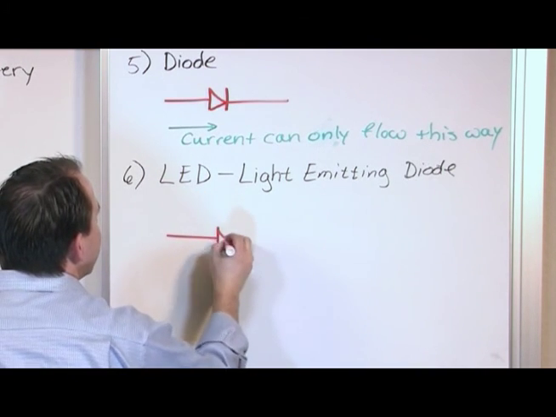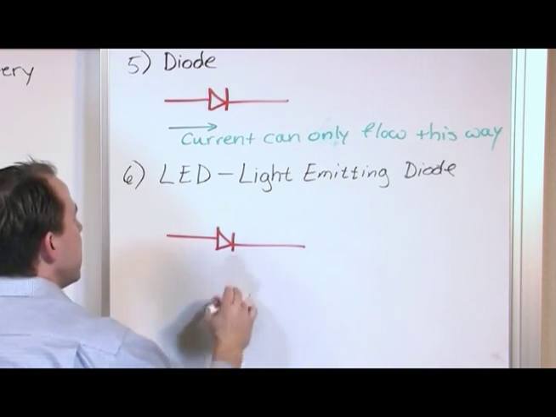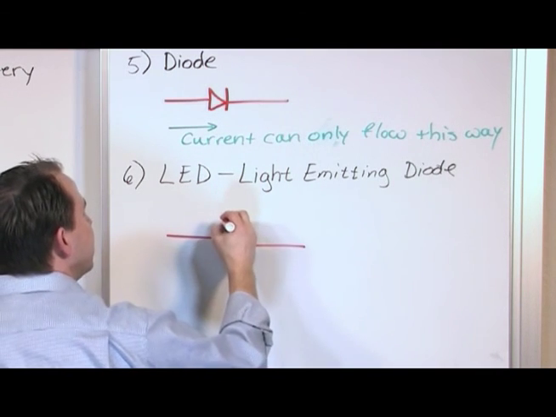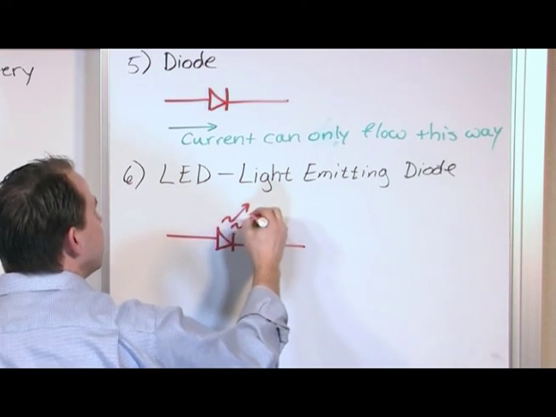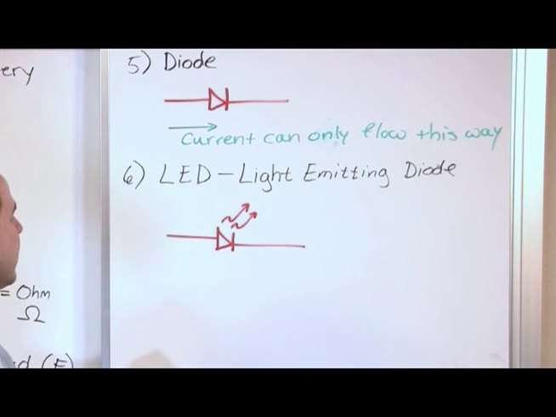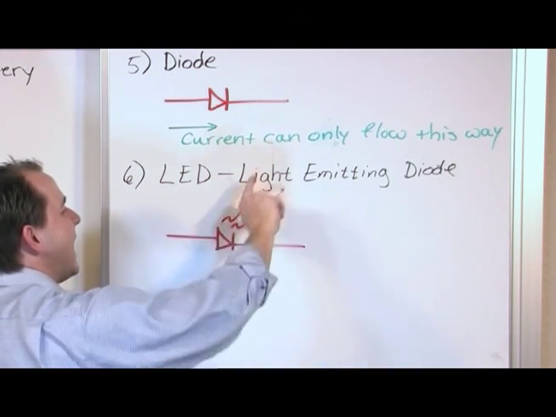So if you were to draw it, it would look just like a diode with one small change. You have a triangle like this, but on a circuit diagram, you would see two little squiggly lines, maybe one, maybe two, depending on who's drawing it. This represents the light that's coming out of this diode.